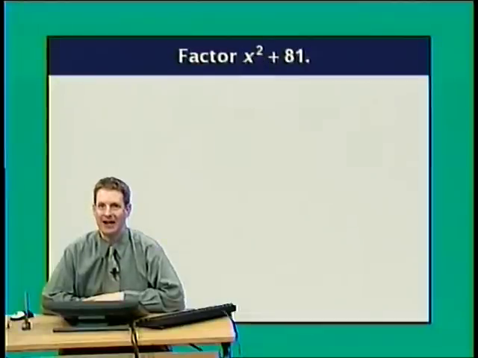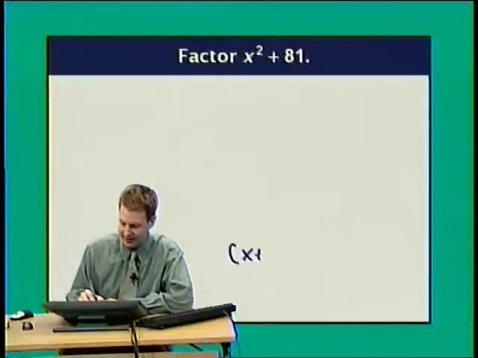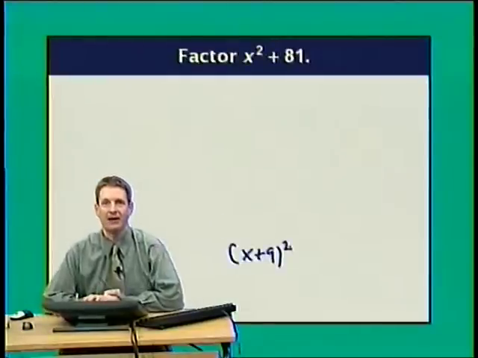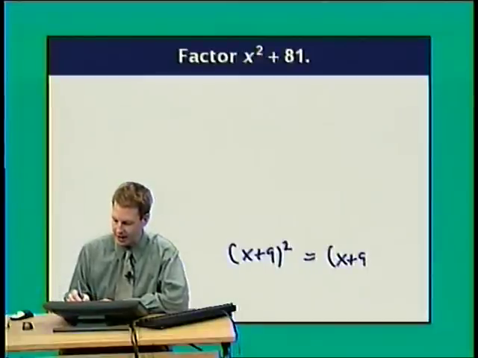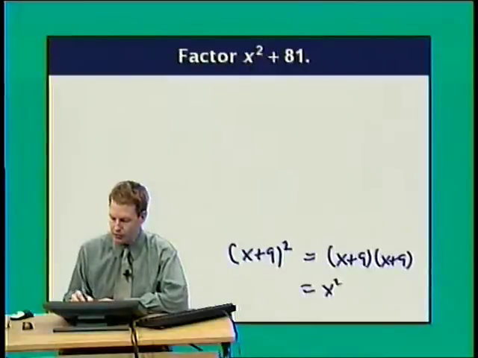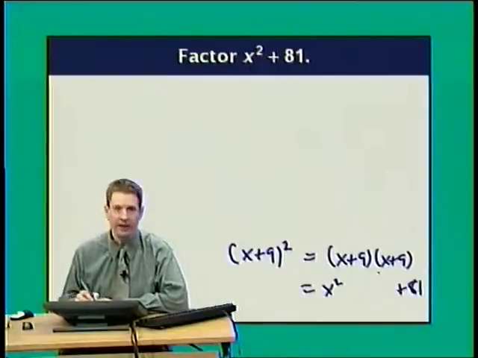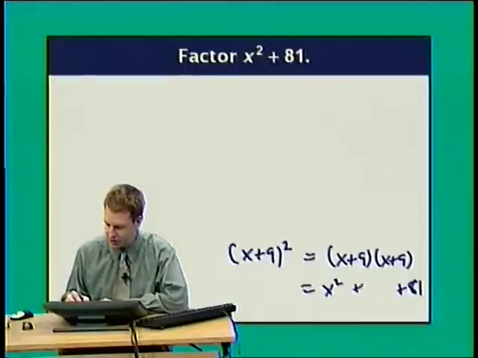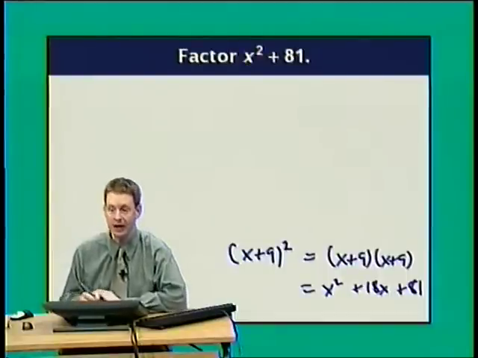So let's look at x squared plus 81. Did you try factoring this? Did you come up with x plus 9 squared? If you did, you're not right, because remember, x plus 9 quantity squared means x plus 9 times x plus 9, and when you FOIL this out, you do get an x squared and a plus 81, but your O and I, they don't add up to 0, they add up to plus 18x. And we don't want to get x squared plus 18x plus 81, we want to get x squared plus 81.